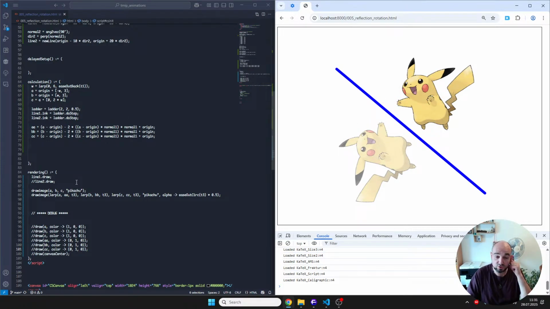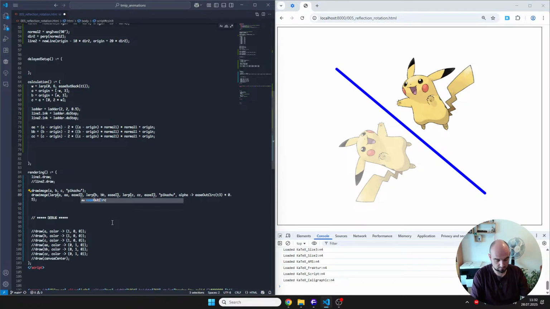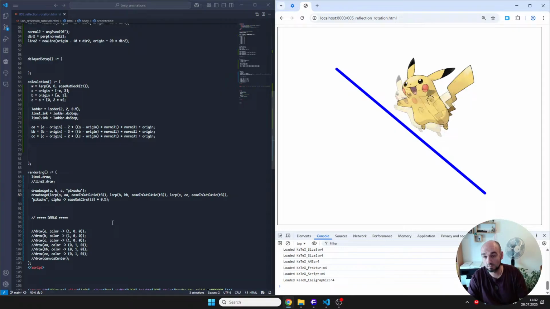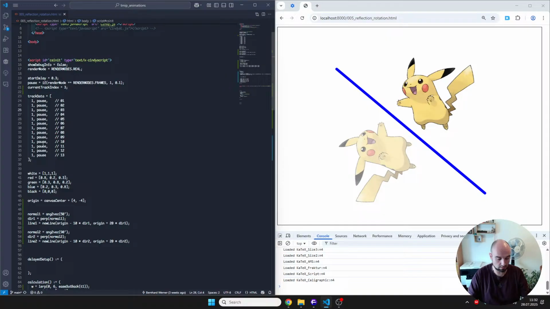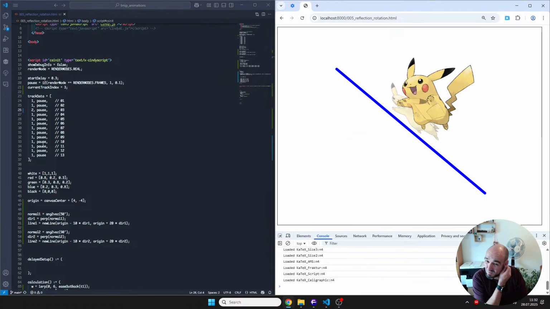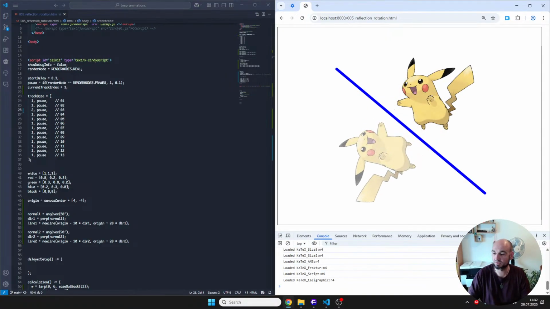Fantastic. Now the question is, do we want to have this first mirror image? Do we want to ease it a little bit? Cubic. Why not? Then we make the movement a little bit longer. Looks good enough.